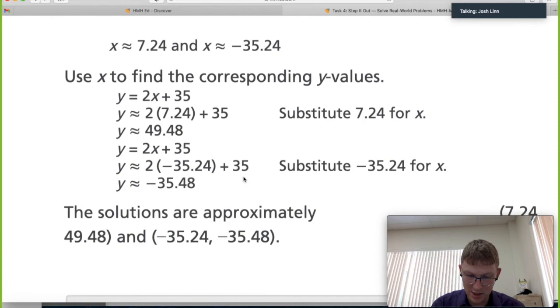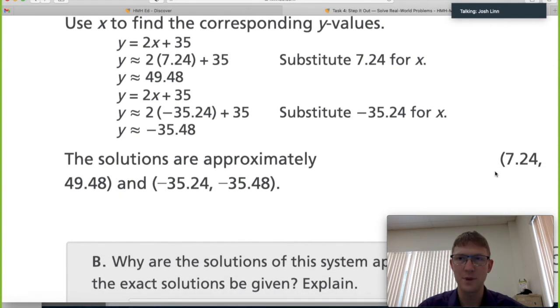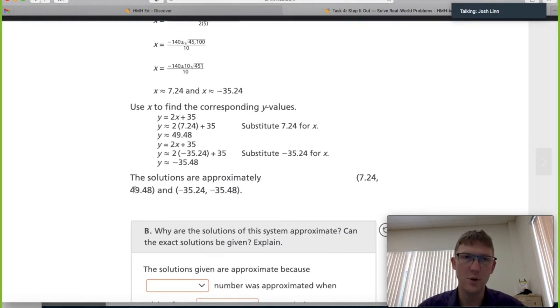Again, we're going to shove that into our equation. And we're just going to solve it. And we're going to get this part right here. So this part is all just your quote-unquote normal math. I put that in quotes because I've forgotten it too, so it happens. But then from here, we now have 2 points of intersection. The solutions are approximately 7.24, 49.49, that's a point, and negative 35.25 and negative 35.49.